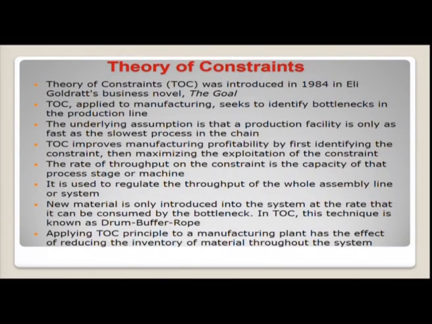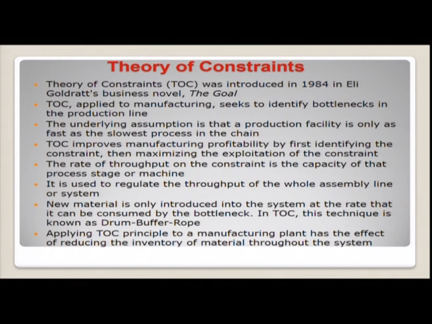To start with, we will see TOC, theory of constraints. Theory of constraints was introduced in the year 1984 in Eli Goldratt's business novel. The name of the business novel is The Goal. Theory of constraints applied to manufacturing seeks to identify bottlenecks in the production line. In the 1980s, people were mainly concentrating on the production part, on manufacturing sectors. In those days, they did not concentrate much on software development. So, as a first theory, they were literally worried about production, manufacturing and the outcome.